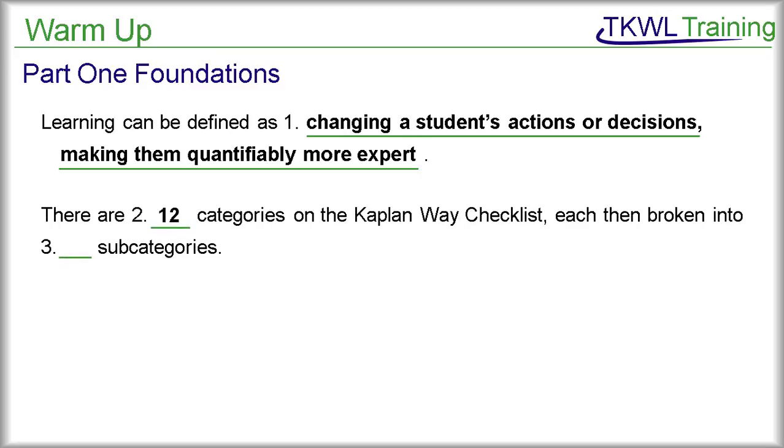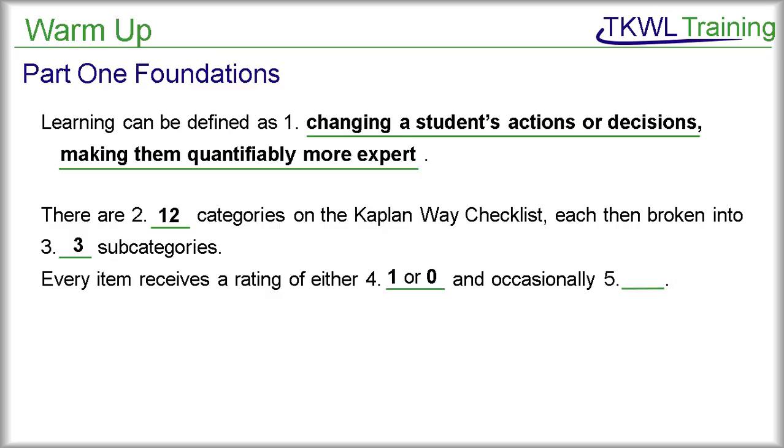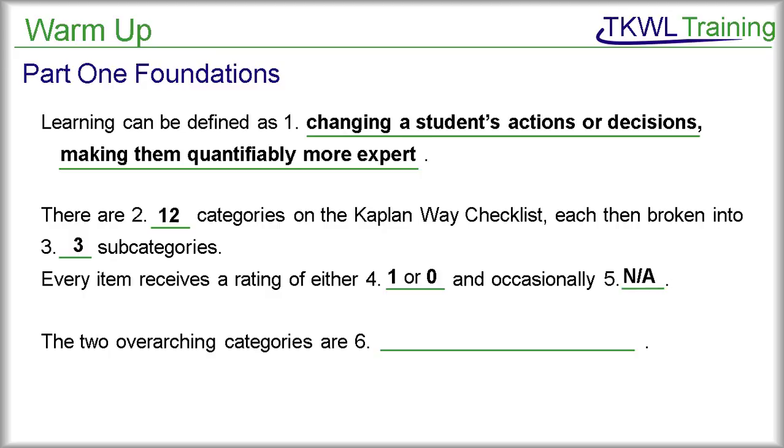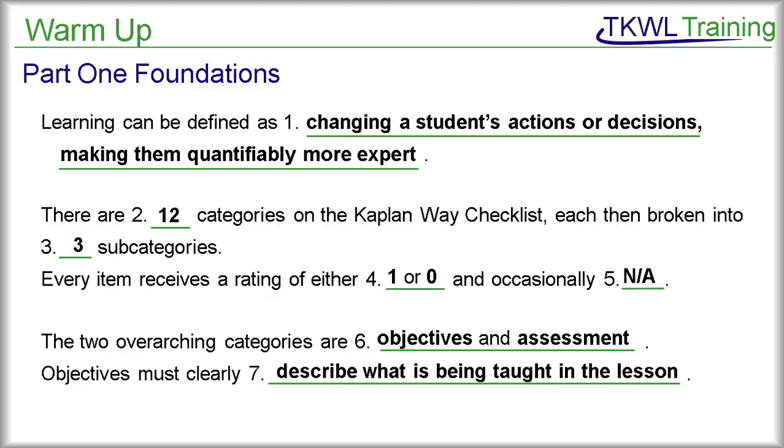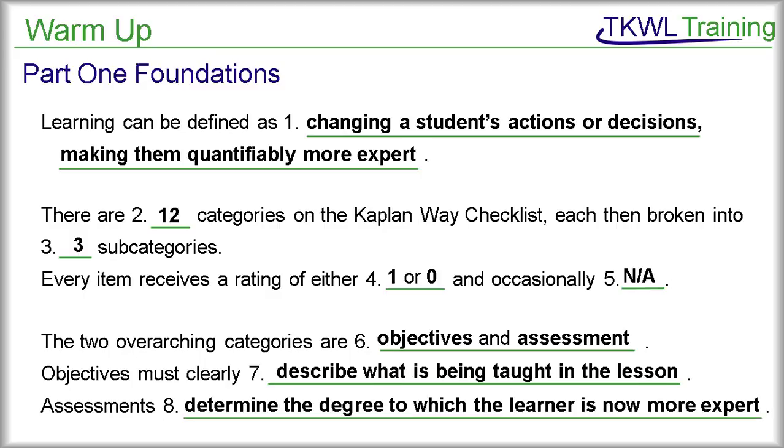There are 12 categories on the Kaplan Way checklist, each broken out into 3 subcategories, and each item receives either a 1 or 0, occasionally an A if it's impossible to rate because the course itself doesn't allow that category. The 2 overarching categories we saw in the very first training are objectives and assessment. Objectives have to give us a direction to knowing exactly what is being taught, and assessments should have a testable method to determine whether that learning objective has actually been satisfied.